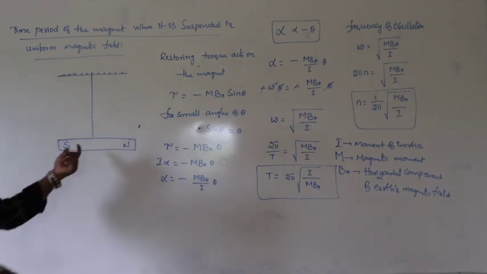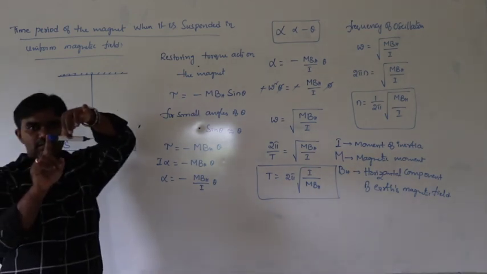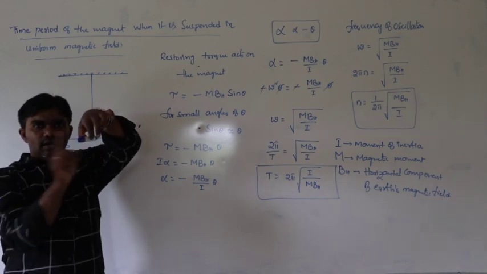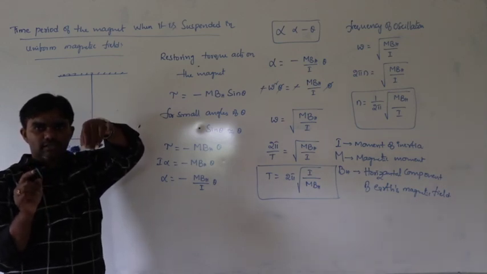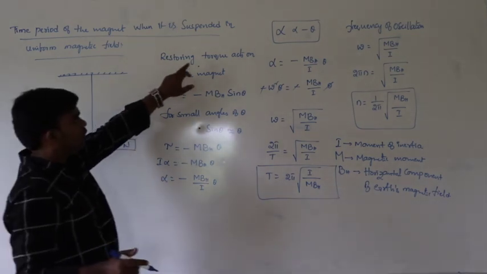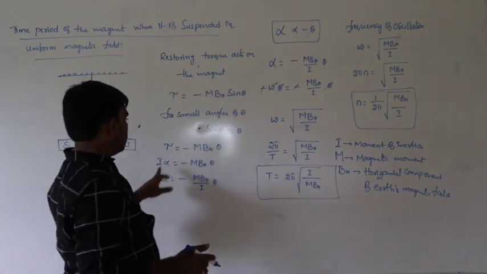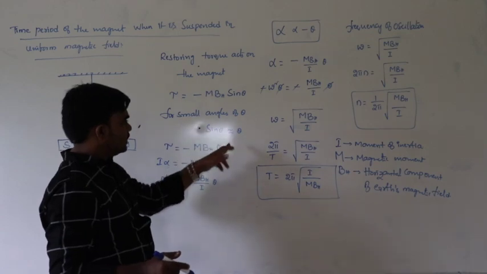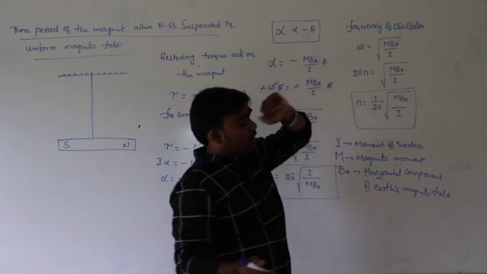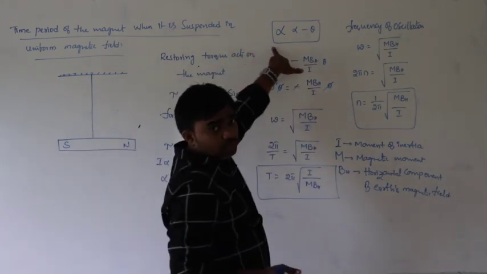So simply, if the magnet is deflected from its original position and released, then it makes oscillations like this. In that situation, the restoring torque acts on the magnet: tau is equal to minus mBH sin theta. Tau is I alpha. For small values of theta, sin theta is nearly equal to theta. So alpha is directly proportional to theta, but opposite in direction. That is the condition to execute simple harmonic motion.